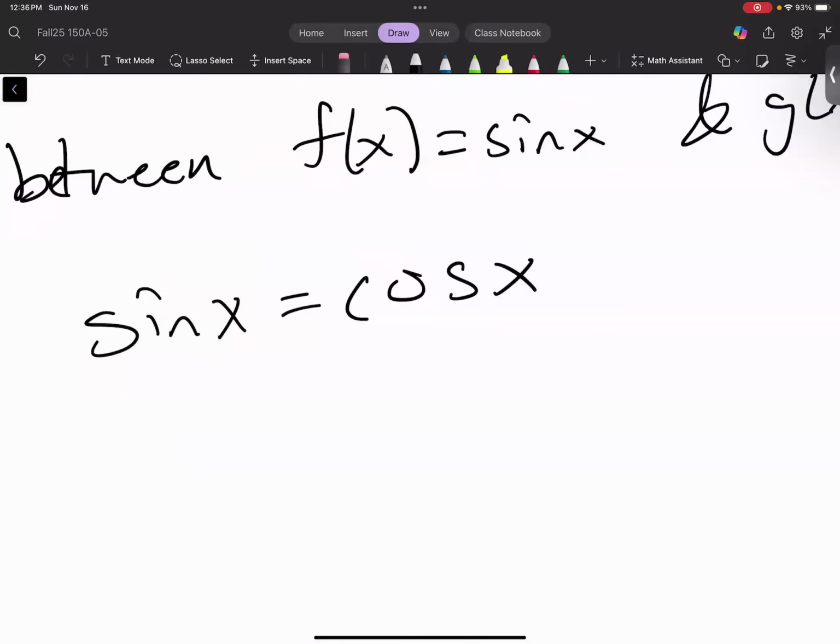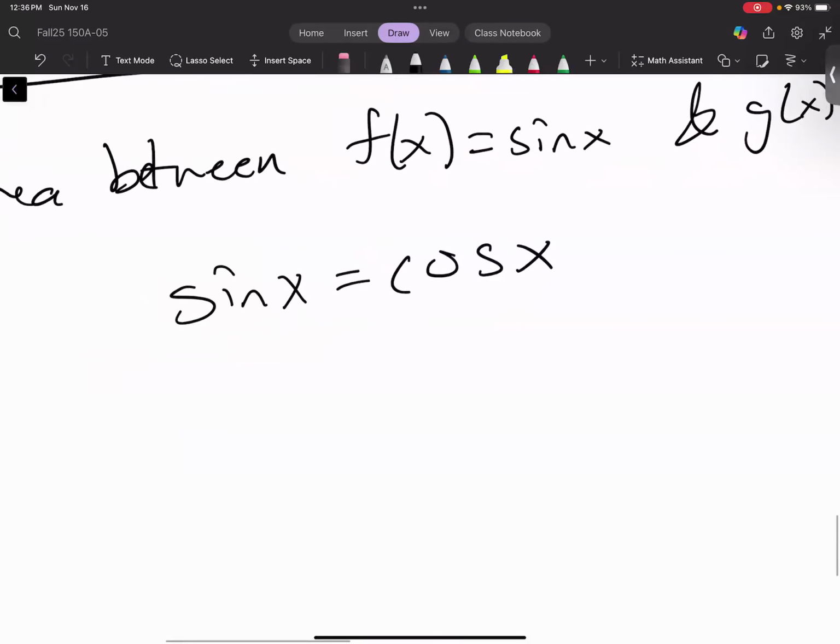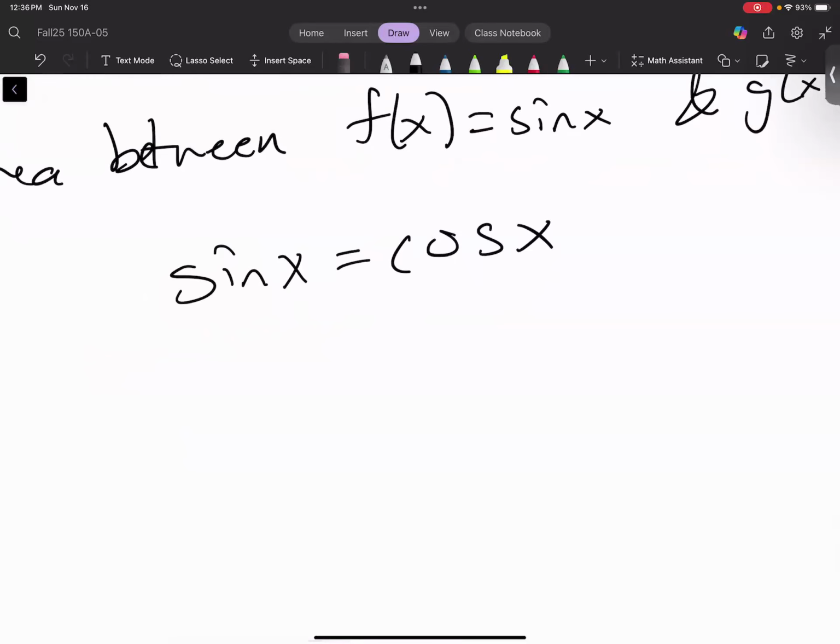How are we going to find this, right? Sine x equals cosine x. This one's a little tougher, but we can do it. So what we can do is either think conceptually: what angle gives you sine and cosine the same? And we did it earlier, in the last video.